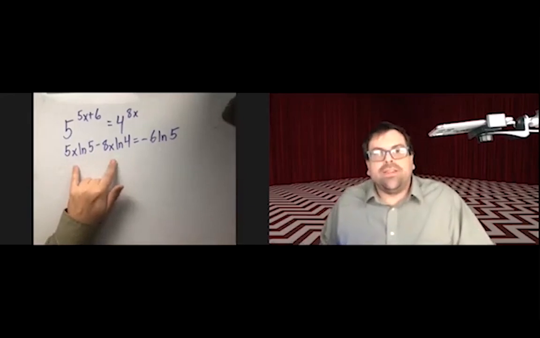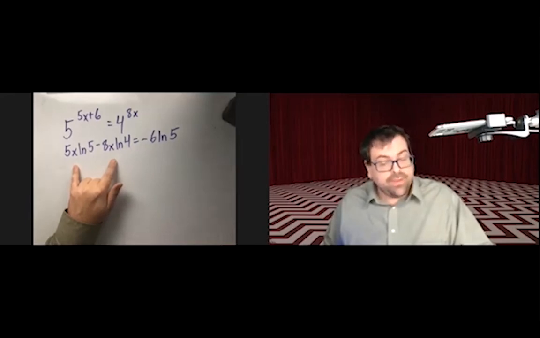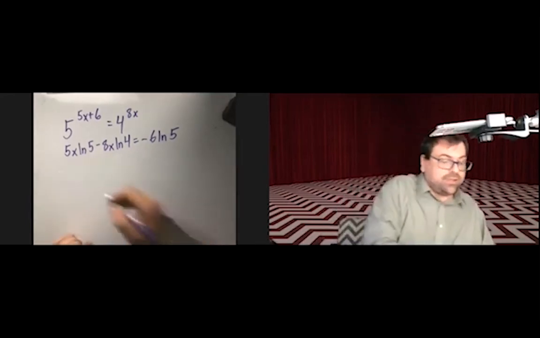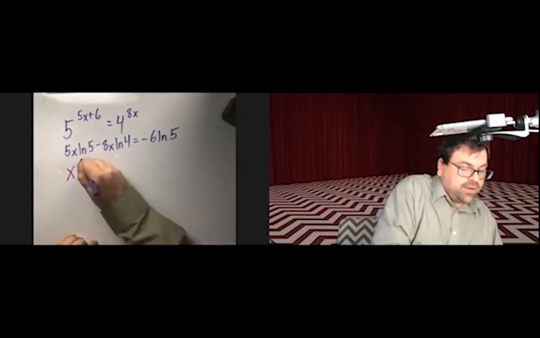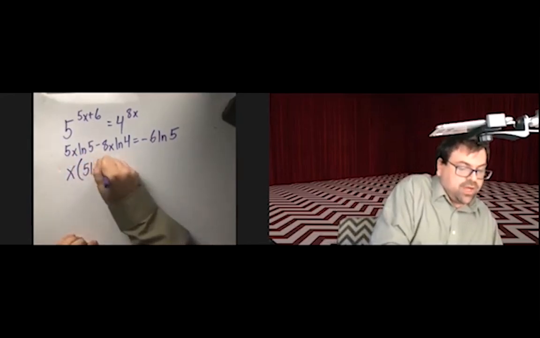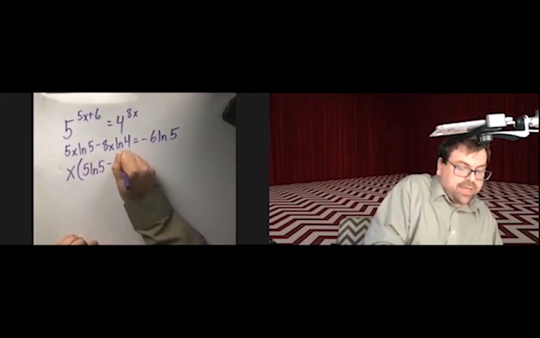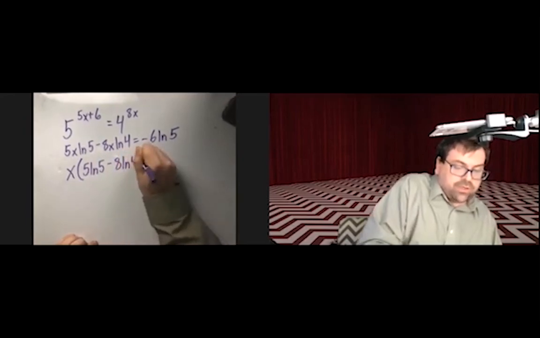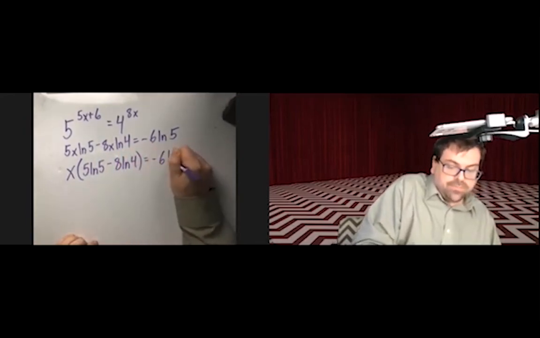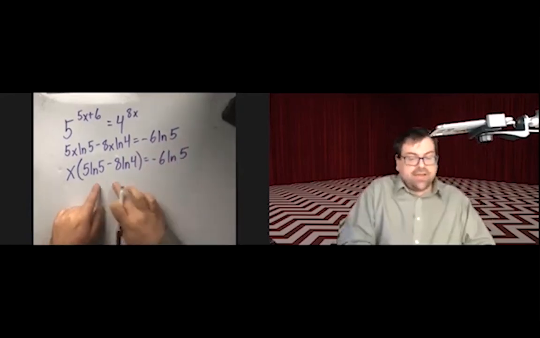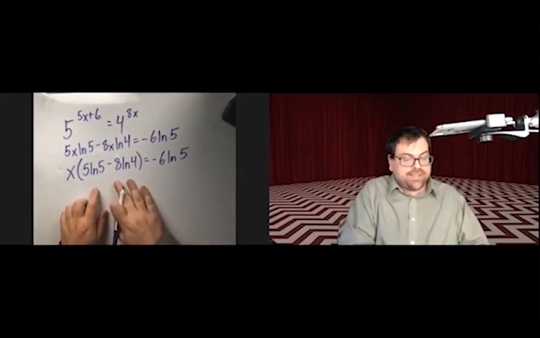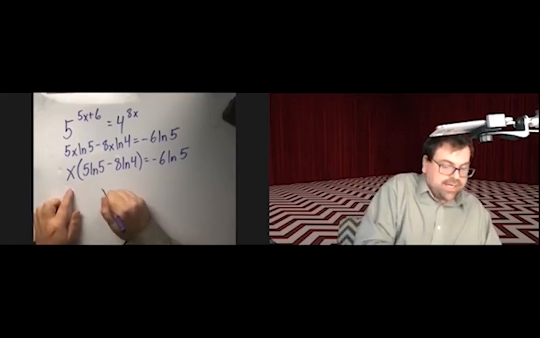Now, since we got everything with an x by itself on the left, that means everything has an x on the left. That means we can factor an x out, and we're left with 5 natural log of 5 minus 8 natural log of 4. And we can divide both sides by this factored piece, leaving us with just an x.